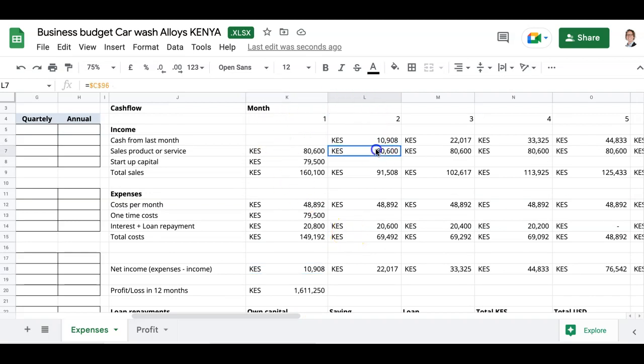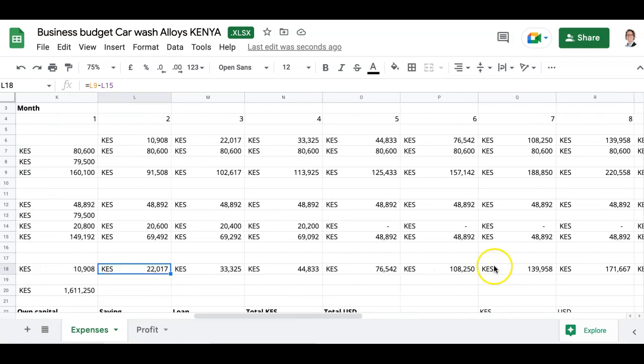Okay. Then we have the same products and services, or it's the same sales. Total income 91,000 because we have almost 11,000 from last month, from month 1, and then the expenses are in total 69,000, and then we have like 22,000 net income. Okay, and then that money will be kept here again. So now you can see that this is a profitable business.